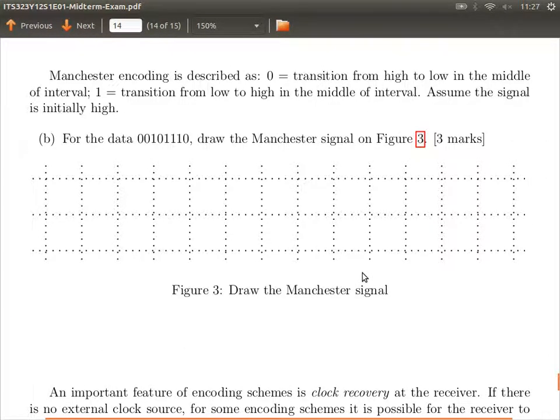Now draw the signal for Manchester encoding. So the question gives you the definition of Manchester encoding. You don't need to remember that. You need to remember NRZ level and invert on ones, but the other schemes, I will give you the definition if needed. But you need to know how to apply them or to do the mapping from data to signal.